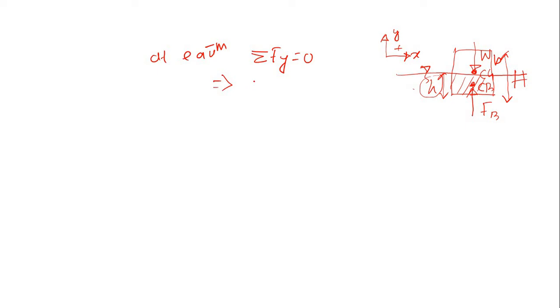So this will be a buoyancy force. F of buoyancy minus W will be equal to 0. So I can write F of buoyancy will be equal to W. Now this buoyancy force magnitude I have already estimated.